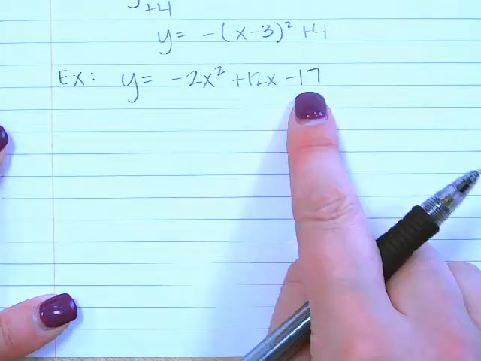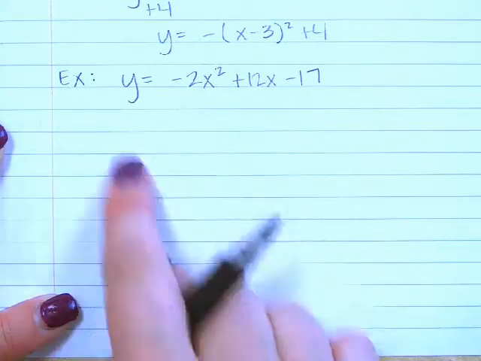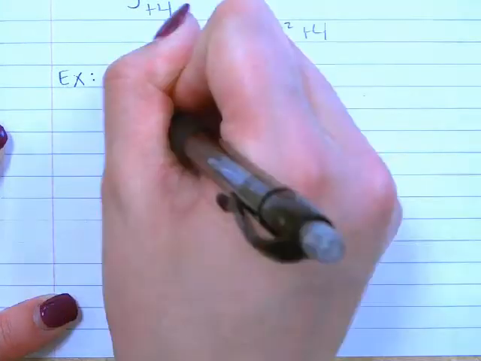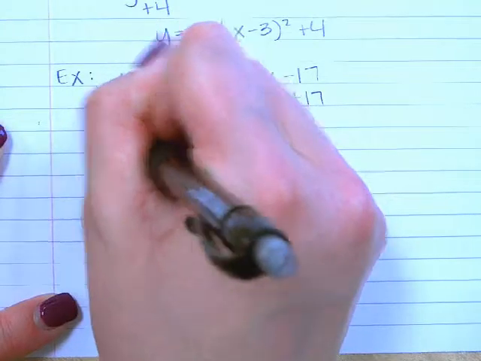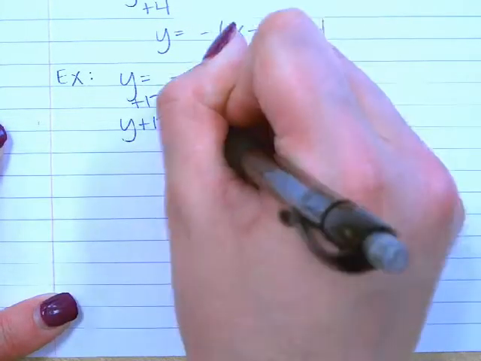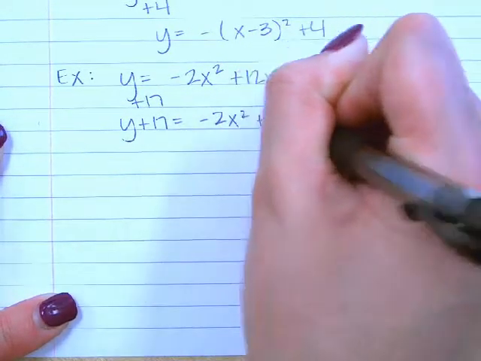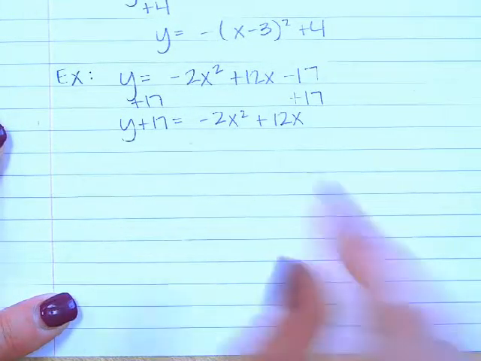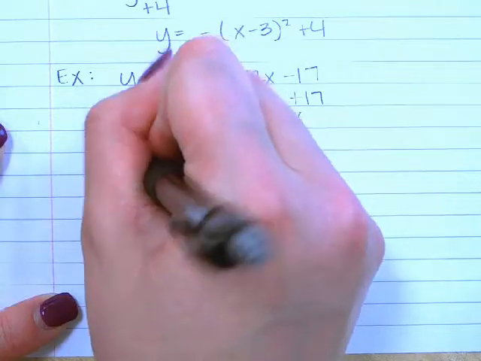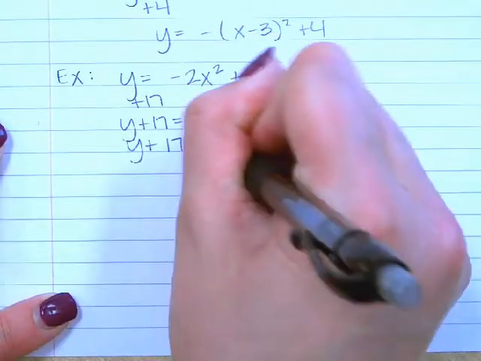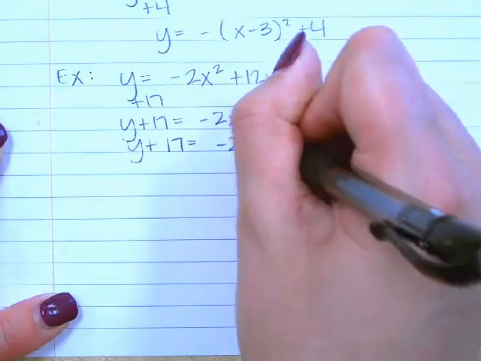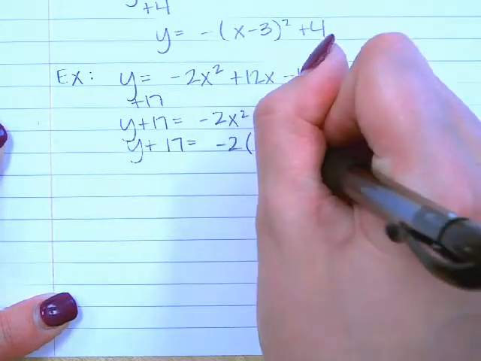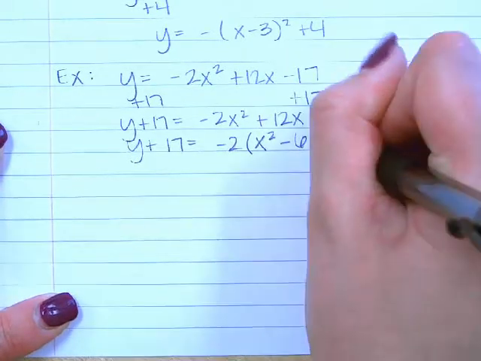So again, the first step, we're going to take that number on the end and move it over to the other side. And then just like before, we're going to go ahead and divide out that number that's in front of the x squared. So that leaves me with positive x squared, and then 12 divided by negative 2 is negative 6. And then we have our blank.